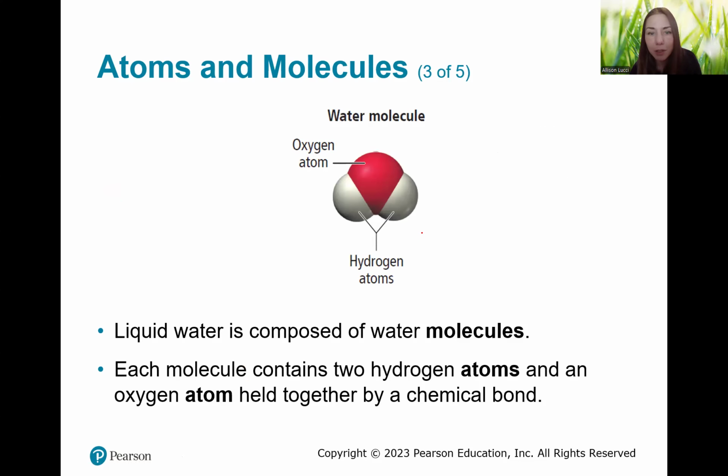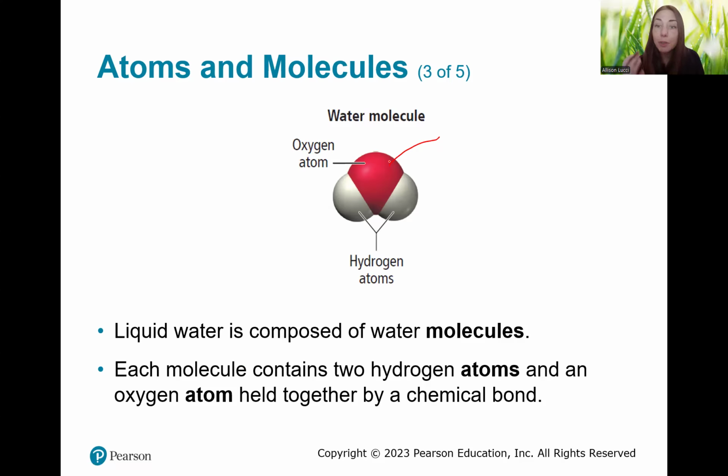Here's a water molecule. I mentioned that we have that oxygen atom. That's what we see on top there, that red ball. Chemistry textbooks love to give color coding to different elements. Oxygen tends to be red, hydrogen tends to be white, carbon will be black, nitrogen blue. Let's see what else. Sulfur is usually yellow. And then chlorine and halogens like fluorine tend to be green.